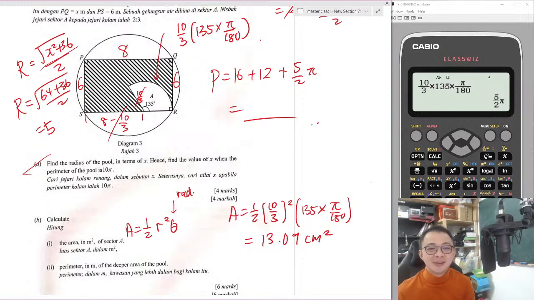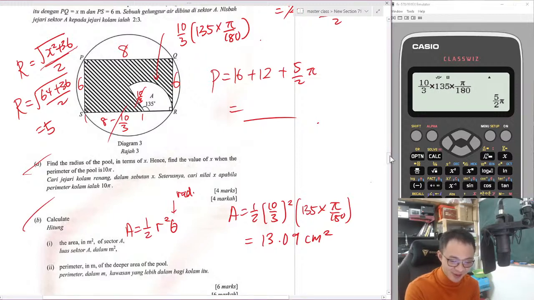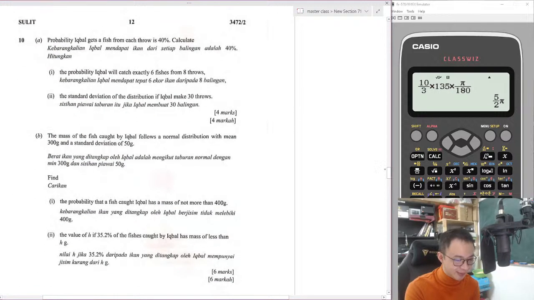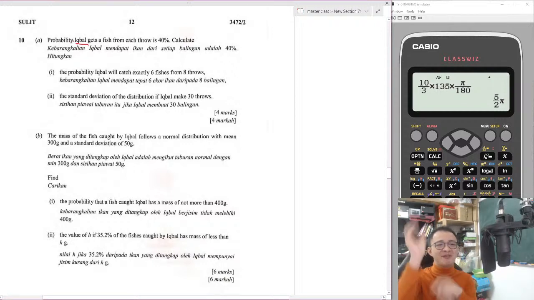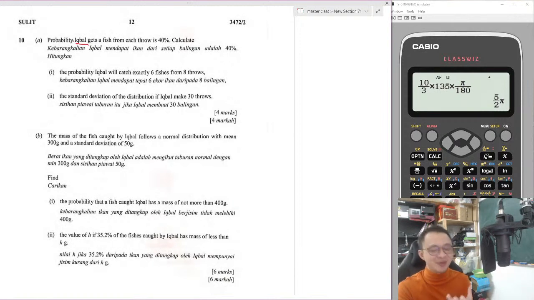So let's move on to the next one. Done this question. Okay, number 10. Probability of, I don't know how to read this name. Is it called I-bar? Or E-bar? My pronunciation is very bad. It means someone actually gets the fish. I believe it's some fishing thing, because I do not know how they get the fish. But eventually you will get the fish.